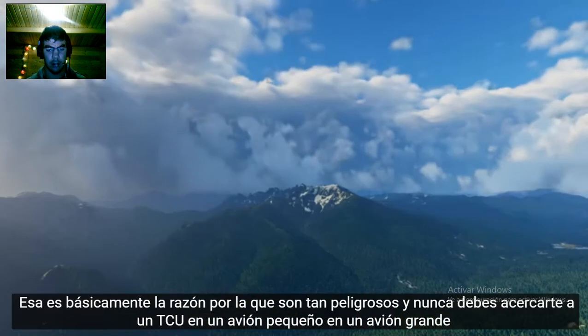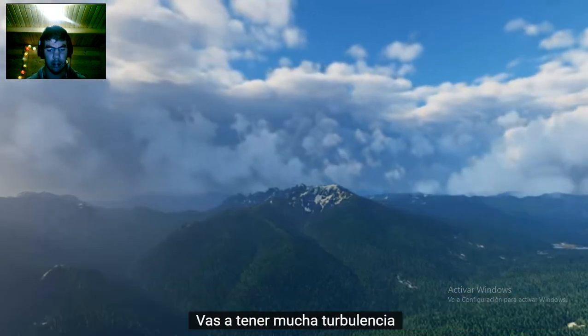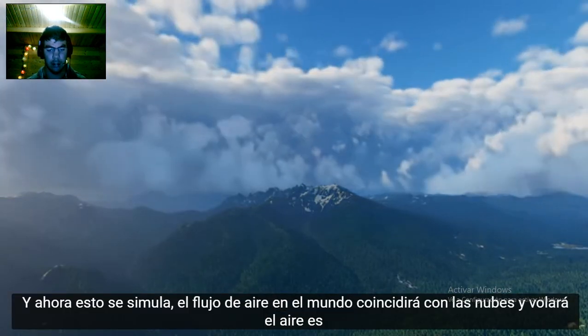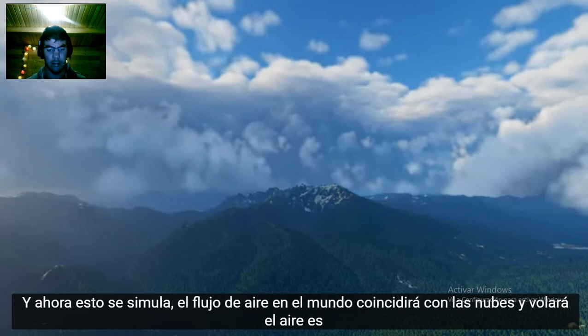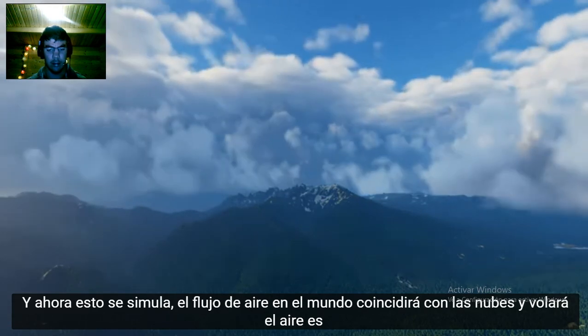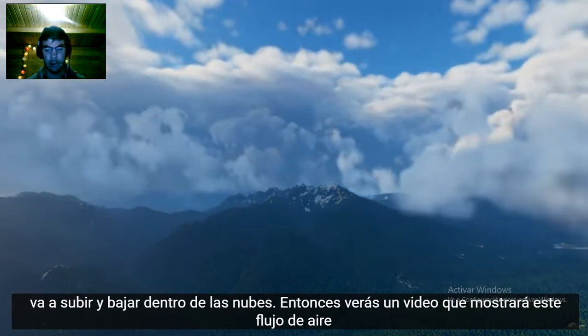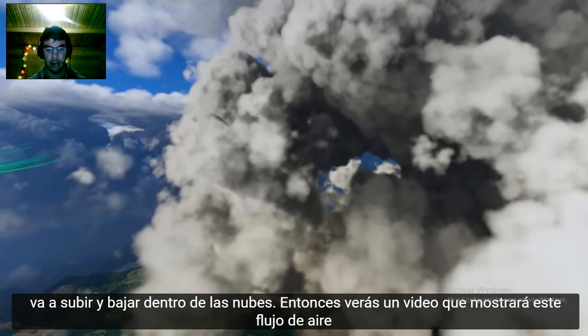In a big aircraft you're going to get a lot of turbulence, and so this is now simulated. The airflow in the world is going to match the clouds. The air is going to move up and down inside of the clouds. So you will see a video which is going to show this airflow.